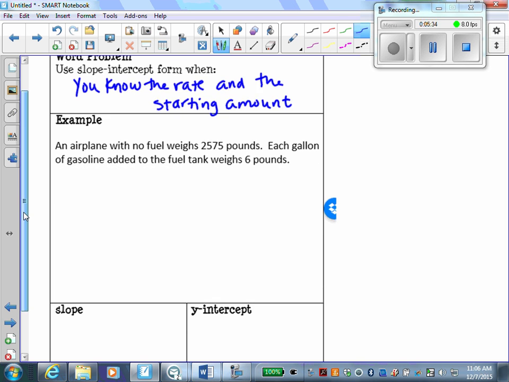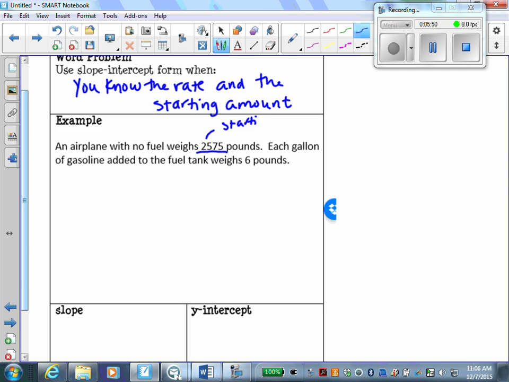Here's an example. An airplane with no fuel weighs 2,575 pounds. Each gallon of gasoline added to the fuel tank weighs 6 pounds. So this part right here, this is like the starting weight when there's no fuel in it. So the starting amount, also known as the y-intercept. And then when it says each gallon added to the fuel tank weighs 6 pounds, this is a rate, also known as our slope.